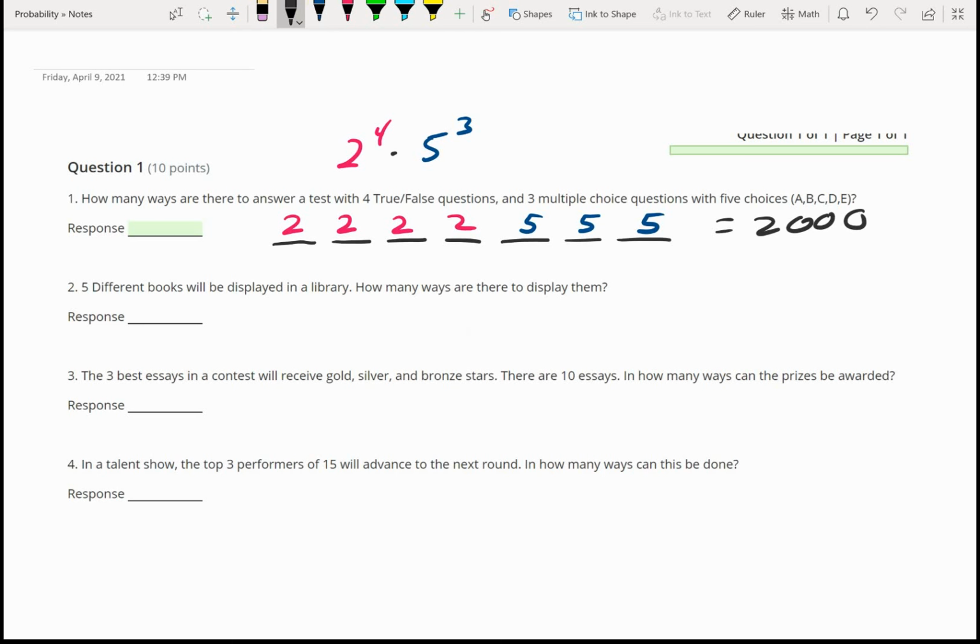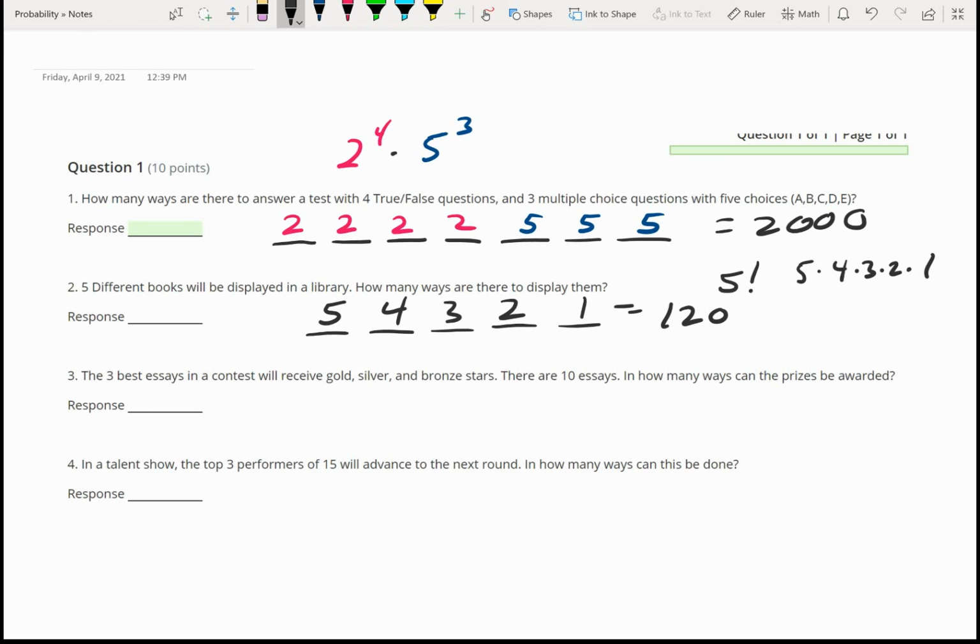All right, 5 different books will be displayed in the library. How many ways are there? So that's just 5 factorial. Or you can look at it this way. You have 5 places to fill in. You select the first book in 1 of 5 ways, the second book in 1 of 4, the next book in 1 of 3, the next book in 1 of 2, and then finally 1. That's just 5 factorial, which is 5 times 4 times 3 times 2 times 1. And so that would be 120. 120 ways to arrange those books.